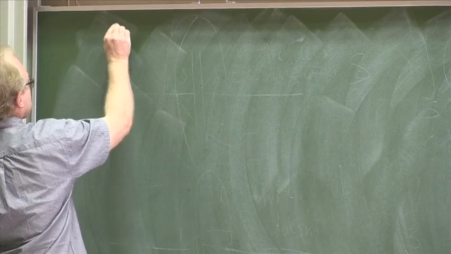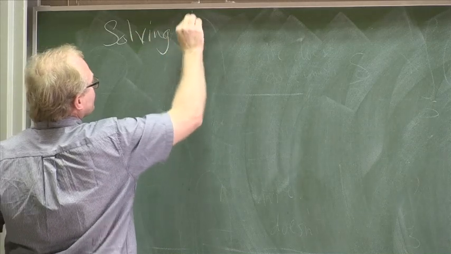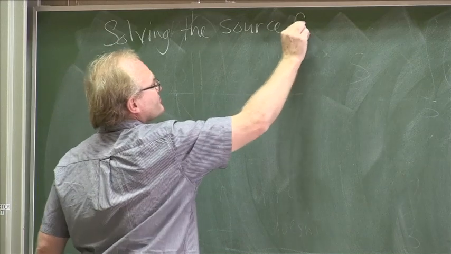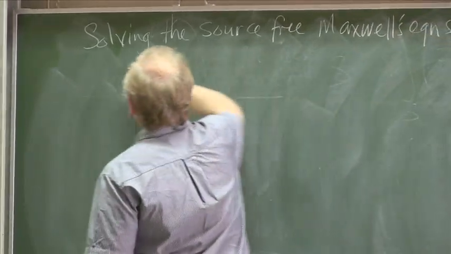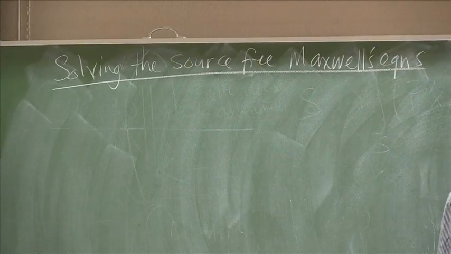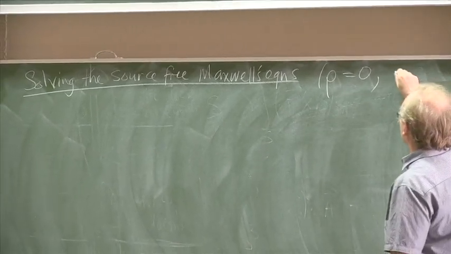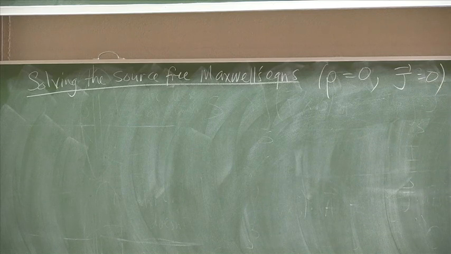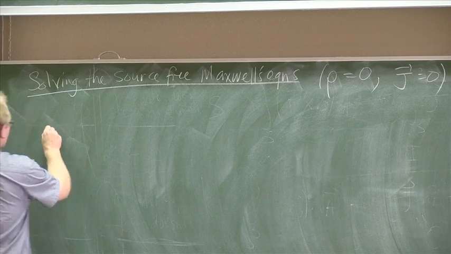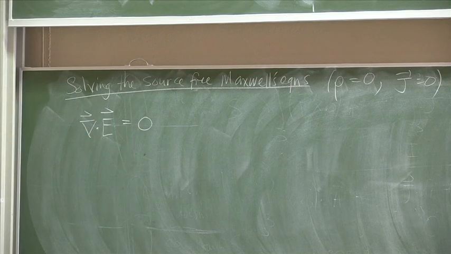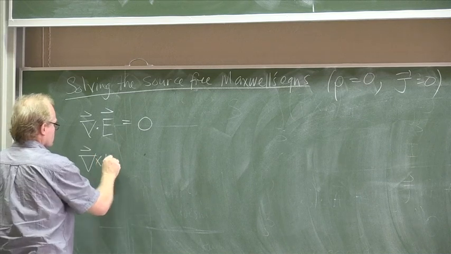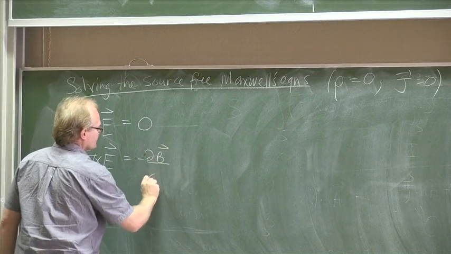So the equations that we're going to try to solve are Maxwell's equations when there are no sources. So let's say solving the source-free Maxwell's equations. And by source-free, we mean the charge density is zero and the current density is zero. So in this case, the equations that we want to solve: the divergence of E is zero because rho is zero. The curl of E is minus dB dt.